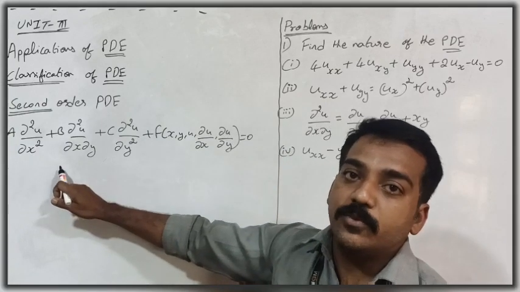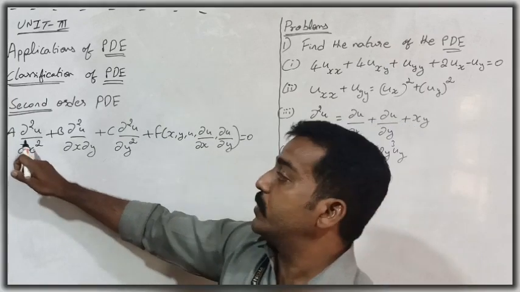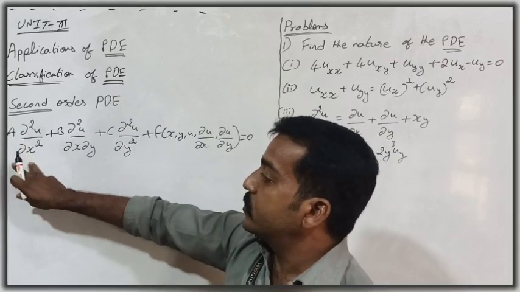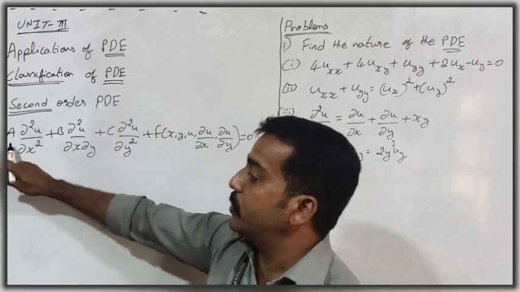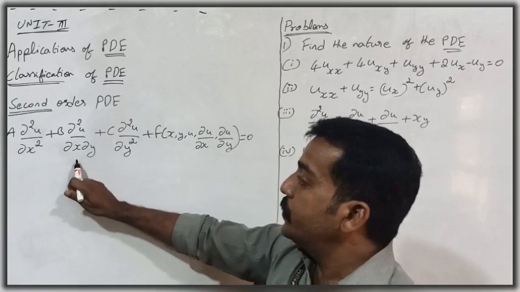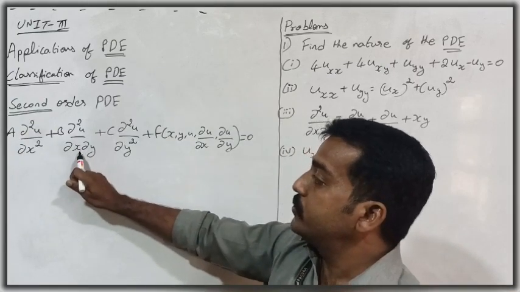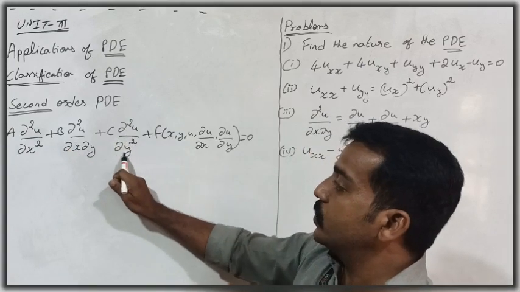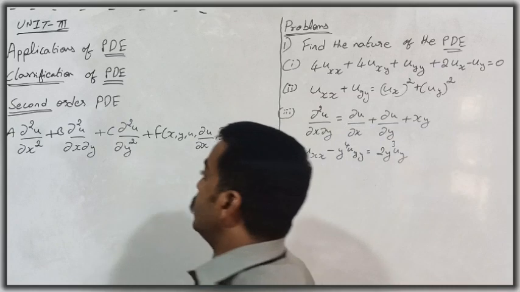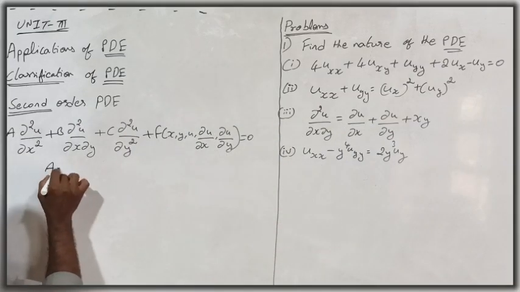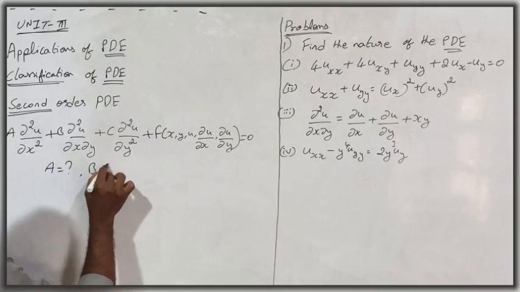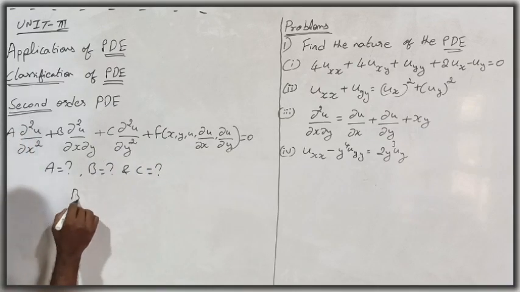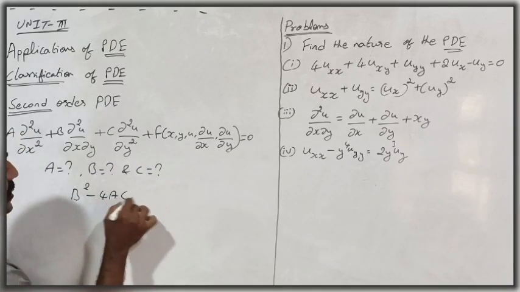Okay, if you have more than one independent variable, we have to use this partial differential equation, that is the dou. The coefficient of dou square u by dou x square is the a value, and the coefficient of dou square u by dou x dou y is the b value. The coefficient of dou square u by dou y square is the c value. After finding the values a, b and c, we have to substitute in this equation, that is b square minus 4ac.